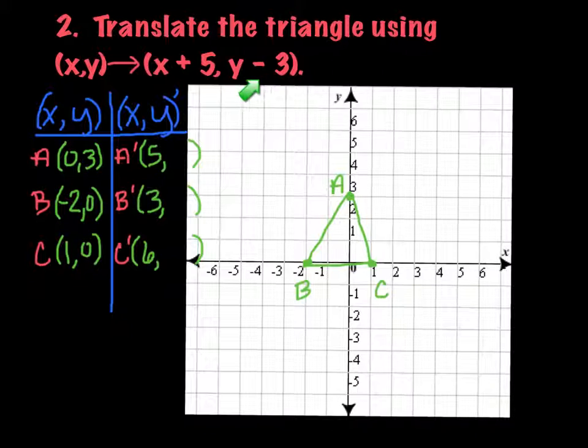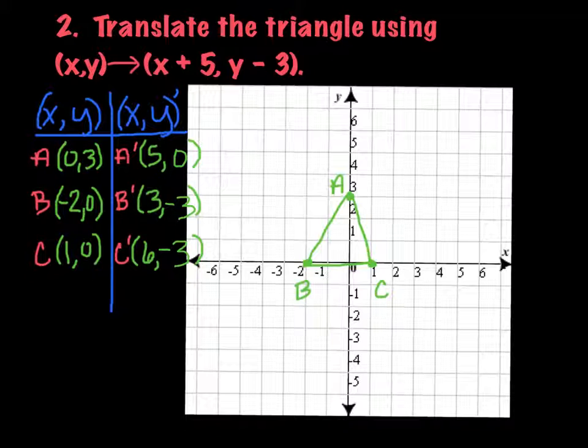Now all the y's, we're going to subtract 3 from them. So all of these, we subtract 3. So first one is 3 minus 3, or 0. Then 0 minus 3 is negative 3. And 0 minus 3 is negative 3. Now we just go over and plot our new points, and we'll have our image.